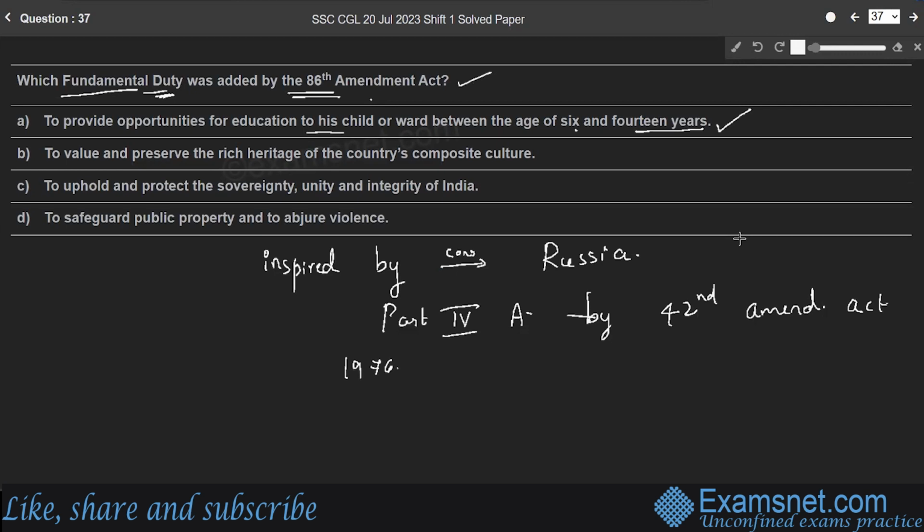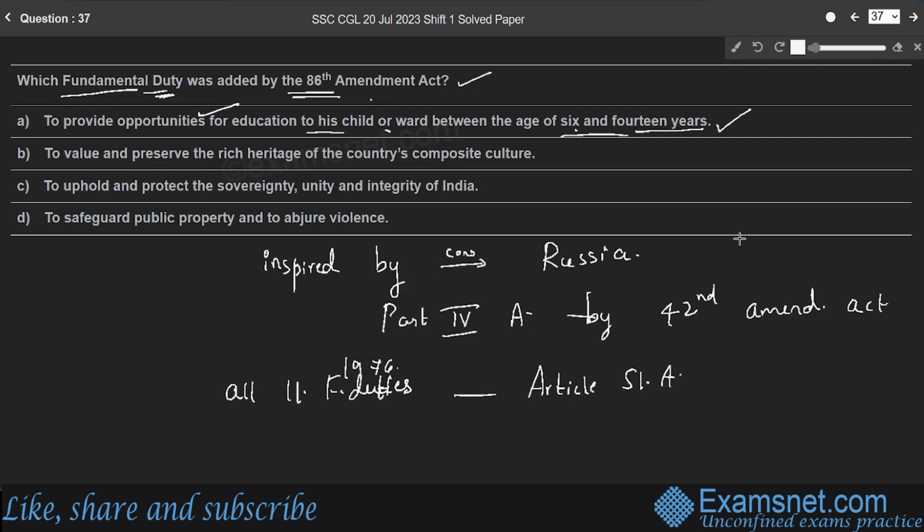One more duty was added through the 86th Constitutional Amendment. It was to provide opportunities for education to his child or ward between the age of 6 and 14 years. So all 11 fundamental duties are listed in Article 51A of our Constitution.